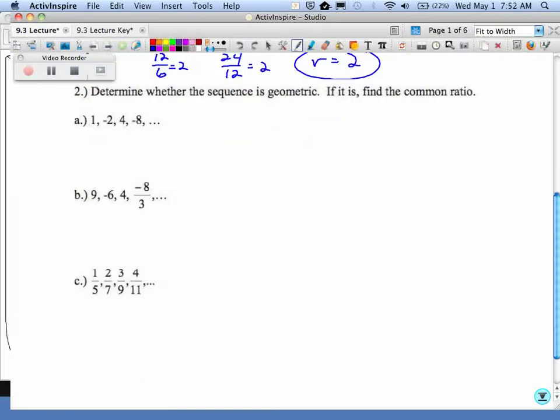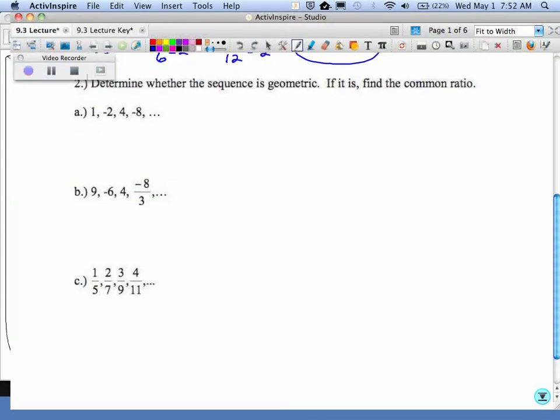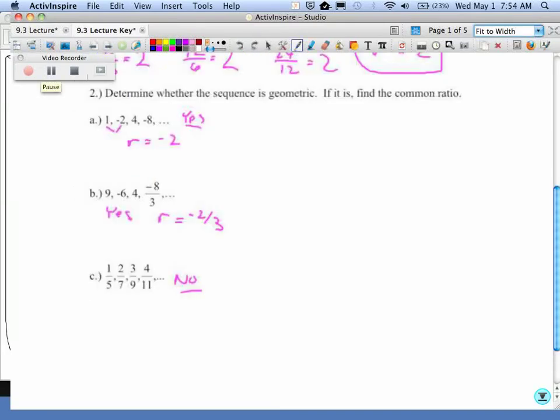And be careful when there's positives or negatives. When you get into the fractions, you certainly can do those on your calculator. It might go a little faster. When you see it go positive, negative, you know your R value has a negative sign on it, because that'll cause it to oscillate. So this ends up being a -2. This one ends up being -2/3, and then this one you would say no. Again, once you find one R value that's different, you can stop.